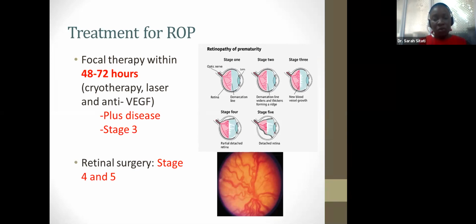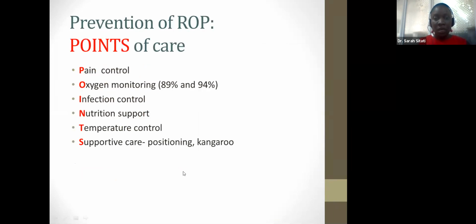We prefer that we catch the ROP before it goes to an advanced stage, because the truth is most surgical treatments have poor prognosis. We may save the sight of the baby, but even then the vision is usually poor, and some of them don't respond to surgery. So you can have the retina remaining detached even after surgery. For prevention of ROP, the points of care, I think these are highly recommended. We need to do pain control, oxygen monitoring, infection control, nutritional support, temperature control, and supportive care like positioning and kangaroo care.